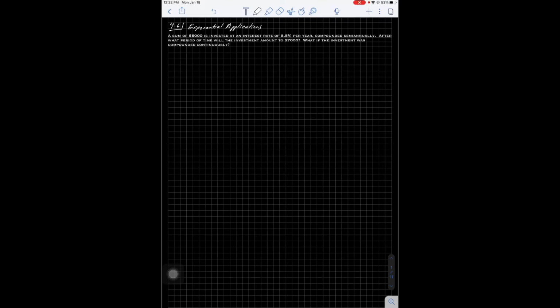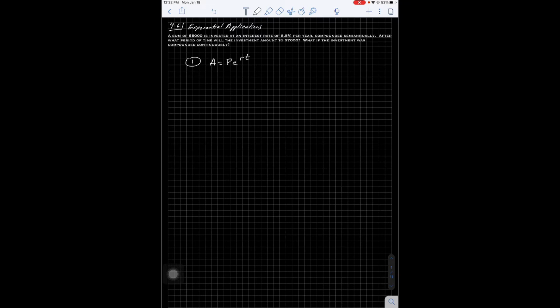All right, we are on the last section of chapter 4-6. We are looking at applications of exponential functions. So you're going to need a couple formulas for this section. The first formula is A equals P e to the rt.